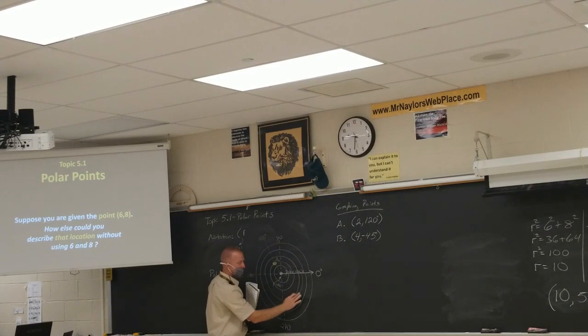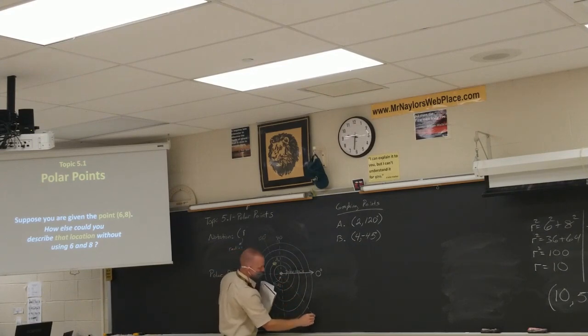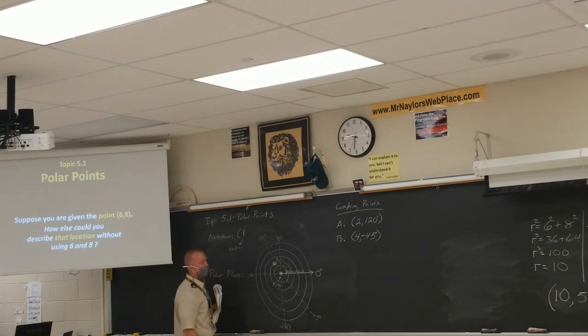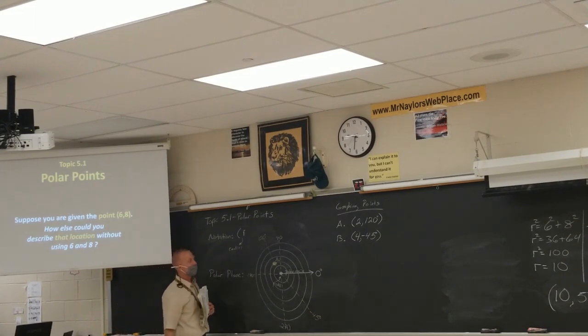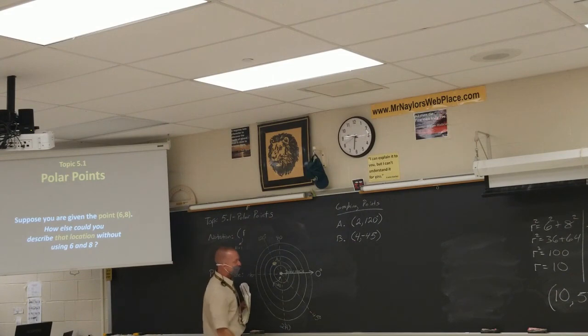So I'm going to rotate, I suppose you could say, down. But again, negative 45 has always been in that quadrant. This time I'm just going to go out 4 radii. And we have ourselves another point, point B.